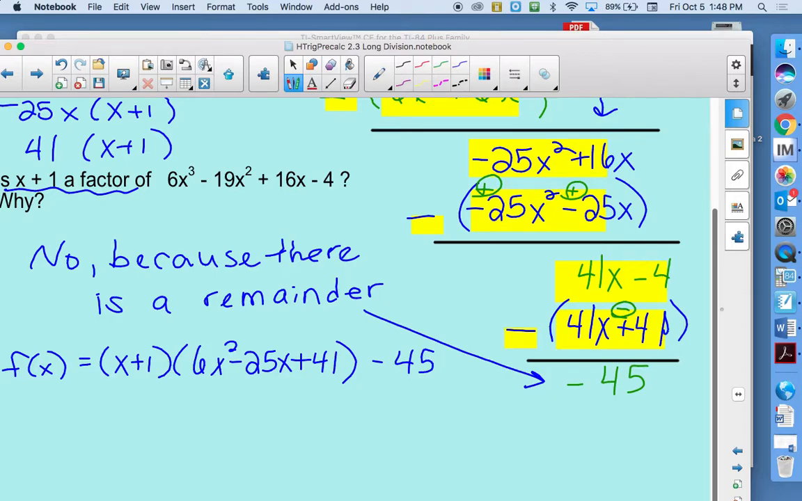So you could still plug this in and graph it, and you should get the same graph. The graph doesn't change just because we factored an x plus 1 out. You could put this whole problem in to y equals, and you could put the original one in, and you should still have one graph right on top of the next. We're just changing the way it's written. We're just factoring something out of it. But anytime there's a remainder, whatever we use to break it down isn't a factor. It's not a true x-intercept. Questions?